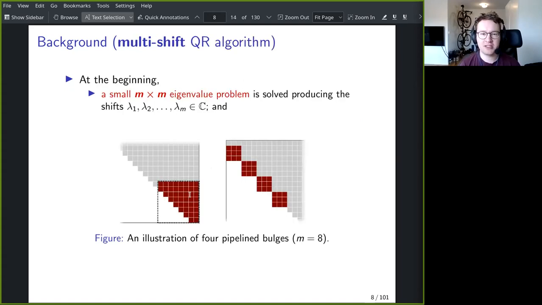In order to improve the performance, something like 20 years ago, an improvement was introduced called multi-shift QR, where instead of solving just a 2 by 2 eigenvalue problem at the beginning, we actually solve an eigenvalue problem that is m by m. So we get a total of m shifts computed from it, and these shifts are the eigenvalues of this subdiagonal matrix here. Then we can generate several bulges on the diagonal that are placed right next to each other. In this instance, we get 8 shifts, and from each pair of shifts we get 1 bulge, so we have 4 bulges on the diagonal.